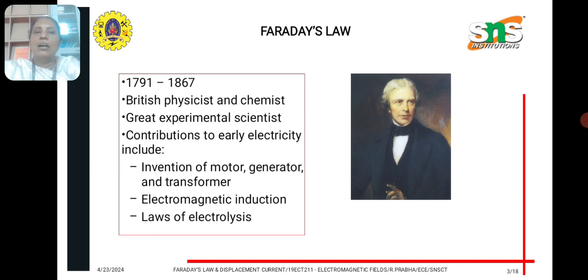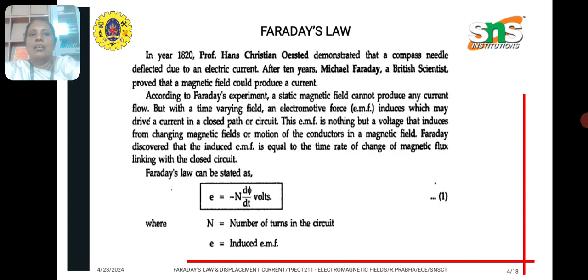Faraday's law was given by the British physicist and chemist Faraday, and he is a great experimental scientist. His contributions to early electricity include the invention of the motor, generator and transformer, electromagnetic induction and also the laws of electrolysis. According to Faraday's law, a static magnetic field cannot produce any current flow, but with a time varying field an electromotive force, EMF, is induced, which may drive a current in a closed path circuit.